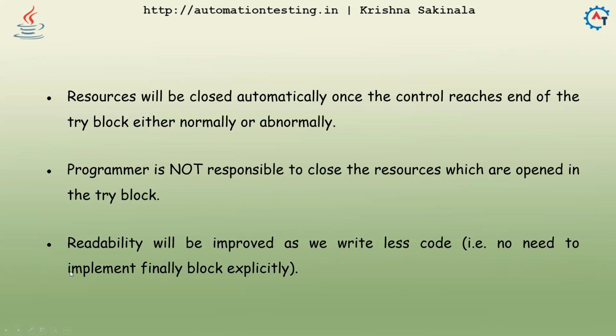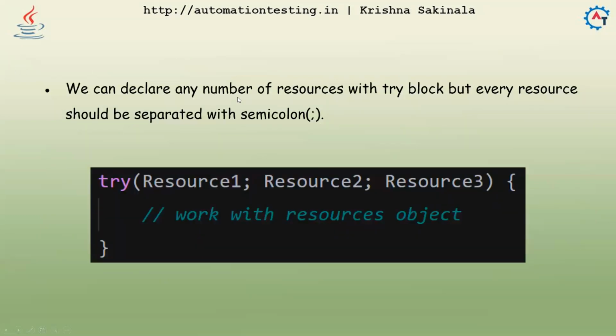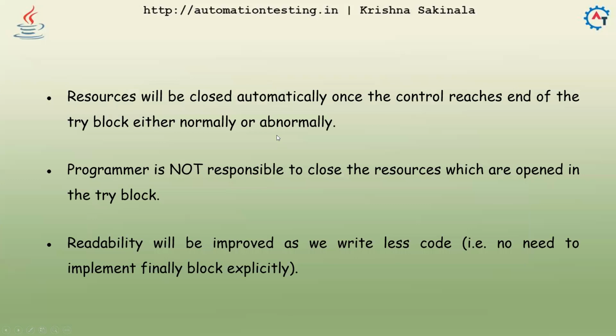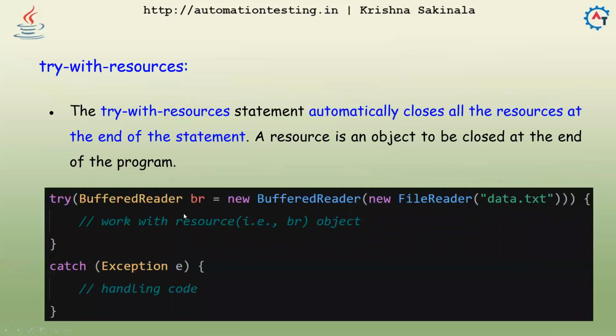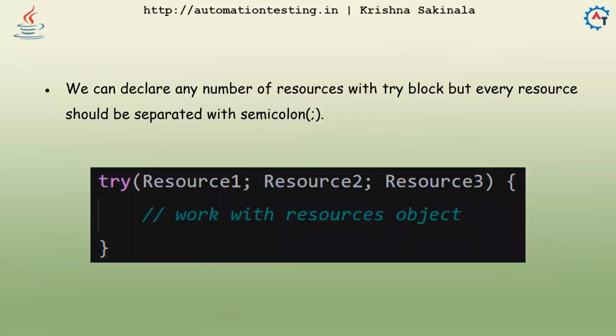We can declare any number of resources with the try block, but every resource should be separated with a semicolon. Here we are using only one resource, the buffer reader, but that is not restricted. You can use multiple resources: resource 1, resource 2, resource 3, something like that, and work with the resource objects inside. So this is also possible.